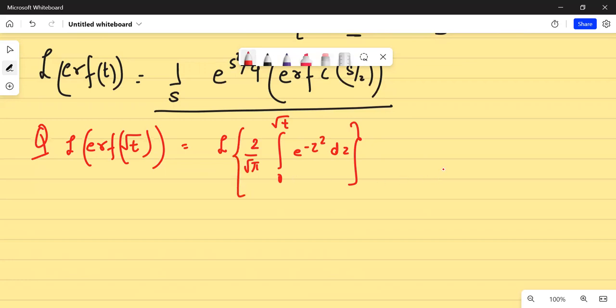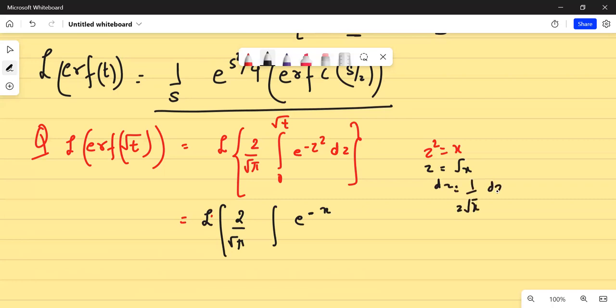And from here, I'll simply substitute z square equal to x. So this is equal to the Laplace transform of 2 upon root over pi, integration of e to the power minus x. And what would be dx? Z is root over x, so your dz would be equal to 1 upon 2 root over x dx. So instead of dx, I'll write 1 upon 2, so this will become 1, and this will become e to the power minus x, x to the power minus half, dx. And the limit: when z was 0, x would be 0, and when z was root over t, x will be equal to t.